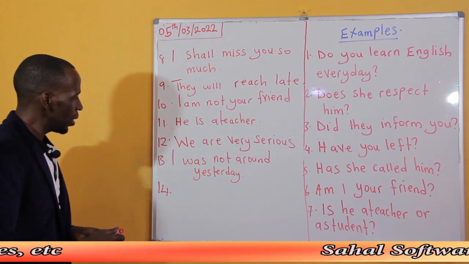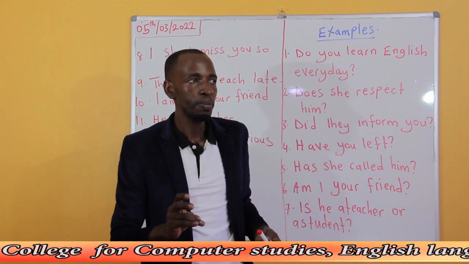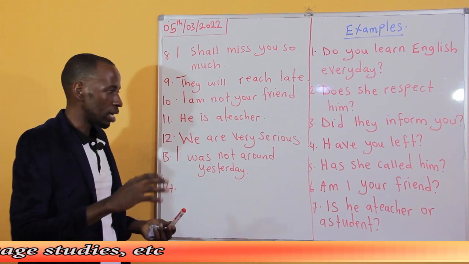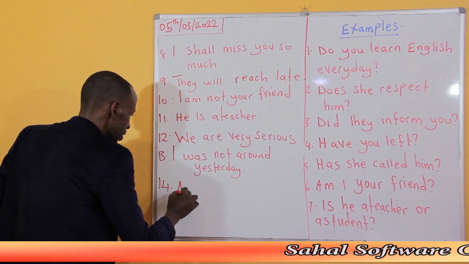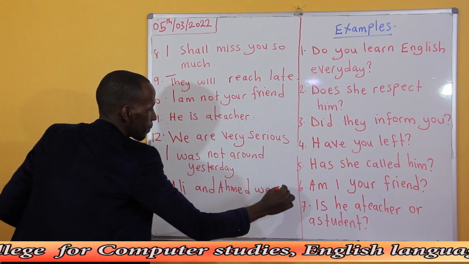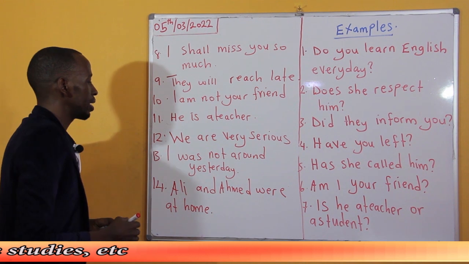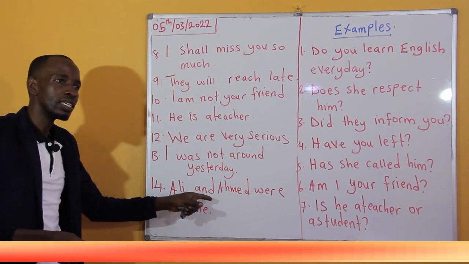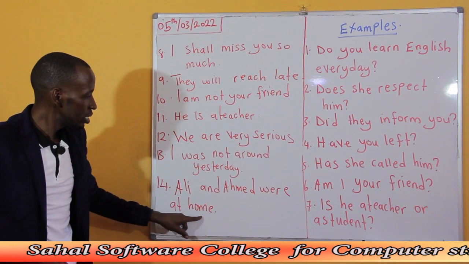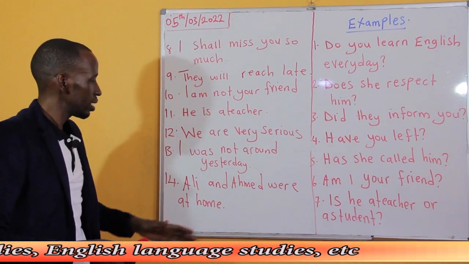Now, then were. We use were when we are talking about we, you, they, those, and names, like 3 names, 2 names. I can say Ali and Ahmed were at home. Ali and Ahmed were at home. Now, at home is a noun. So this is reality. But this is past verb to be. That is how to use verb to be in the past.